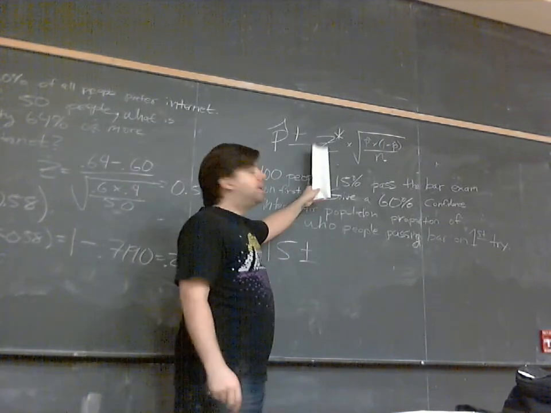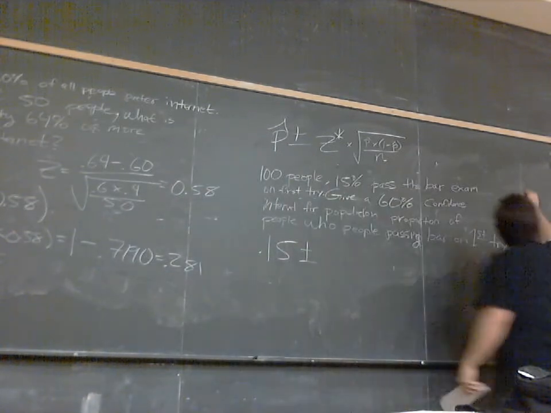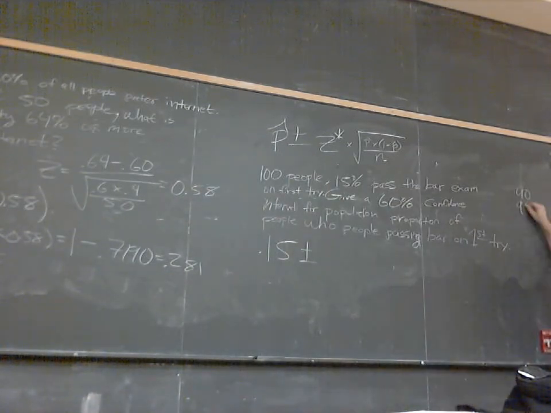The question is, what is z critical? I have given you z critical for the 3 most common confidence levels. This is the confidence level, this is z critical. For 90, it was 1.645. For 95, it was 1.96. For 99, it was 2.575.